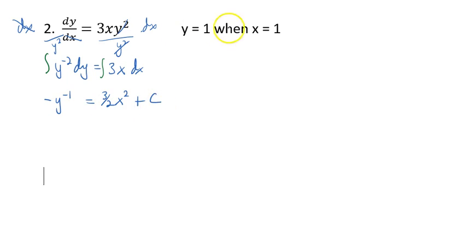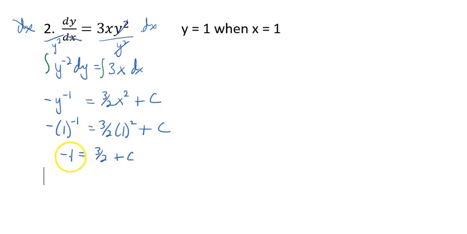Now that I've taken my antiderivatives, I'm ready to plug in. This one's going to be a little easy because y is 1 and x is 1. So negative 1 to the negative 1 equals 3/2 times 1 squared plus c. So 1 to any power is 1, and then we have the negative out front. So this side becomes negative 1. And then over here, 3/2 times 1 is 3/2. And then I just need to subtract the 3/2. So 1 is 2/2. So negative 2/2 minus 3/2 is negative 5/2. So I've found my c.